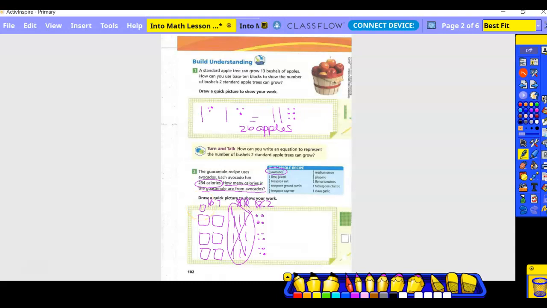And I don't have the 10 anymore. So what's my answer? This is 0 now, right? So 702 calories.